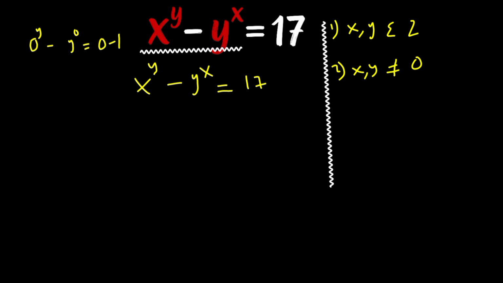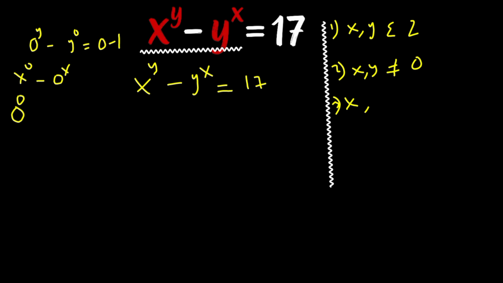Also, y can't be equal to 0 for the same reason, because we have x to the power of 0 minus 0 to the power of x. Same thing is going to give us 1, which cannot equal 17. And also, both of them cannot be 0, because then we have 0 to the power of 0, which is going to be invalid and undefined. So, x and y cannot equal 0.